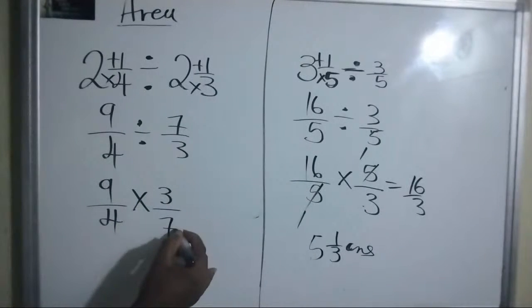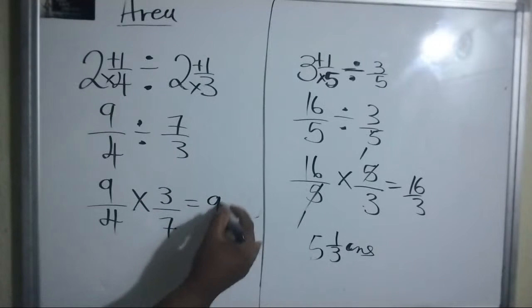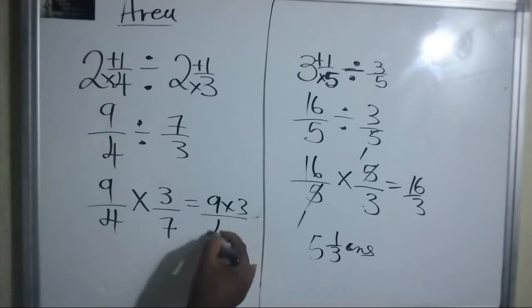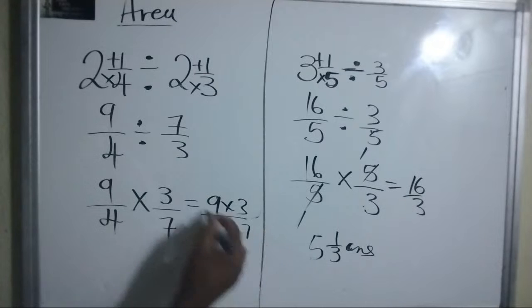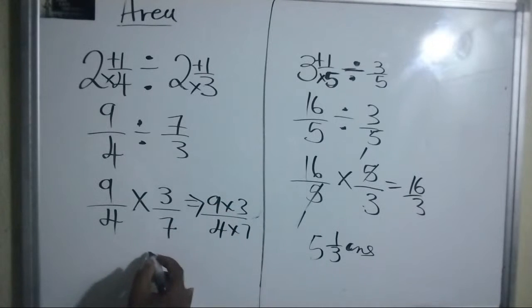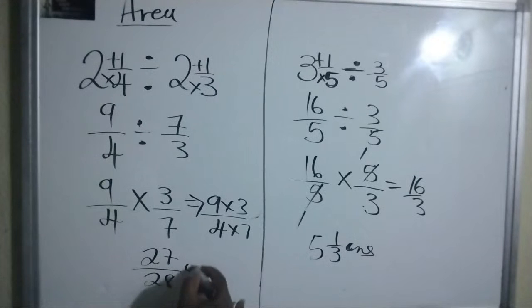Alright, so 9 times 3 and 4 times 7. So that's 9 times 3 is 27, 4 times 7 is 28. So that is indeed correct. Alright. Well done, guys. Well done.